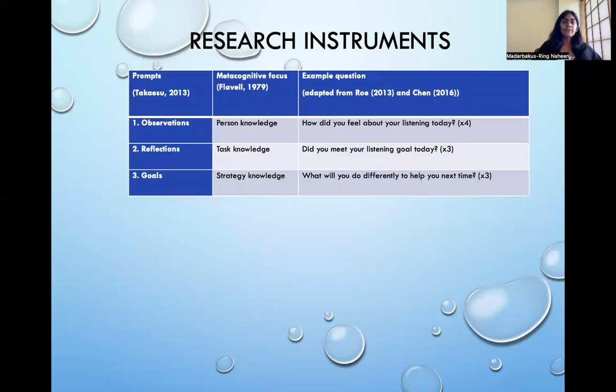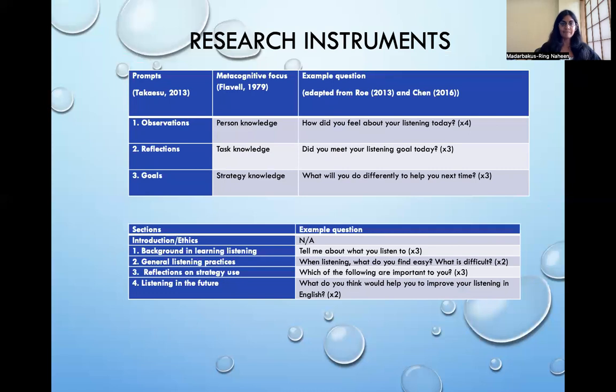For the actual journal, there were 3 different prompts which were used. These were combined from a number of different research papers. So the initial prompts were taken from TESOL 2013, which divided up the journal into observations, reflections, and goals. The metacognitive focus looked at Flavell's person knowledge, task knowledge, and strategy knowledge, which we looked at in the metacognitive knowledge. Example questions were used and adapted from Rowe and Chen's 2013 and 2016 papers.